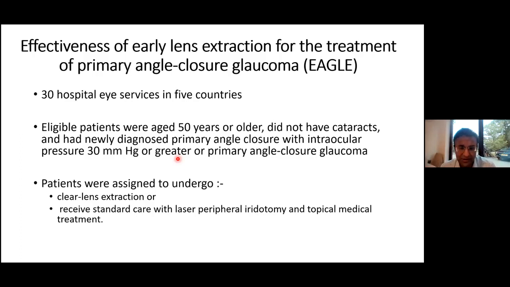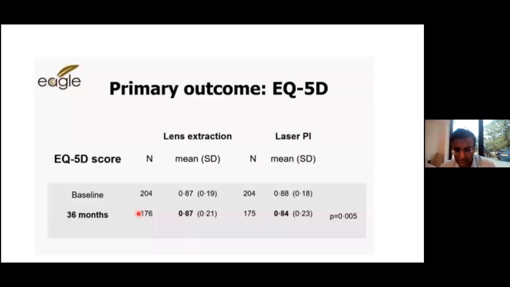These patients were then randomized to clear lens extraction, or they received standard care with laser peripheral iridotomy followed by the treatment. The EAGLE trial was unique in the sense that it was one of the initial trials where they also included quality of life. The quality of life was assessed with the EQ-5D performa.